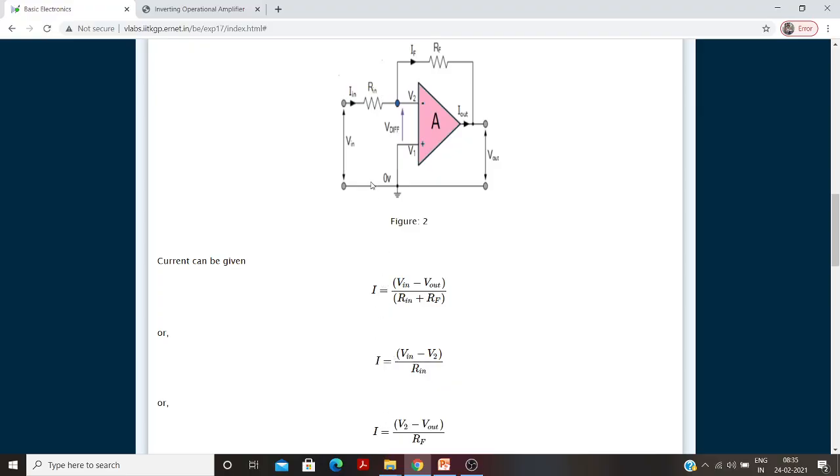Why is it so? Because we know that in the series configuration, current remains the same, since the input current is 0. So whatever the current I in is, it is equal to IF. So this overall current is the same: I is equal to IN is equal to IF. That's why I have mentioned I over the entire range.